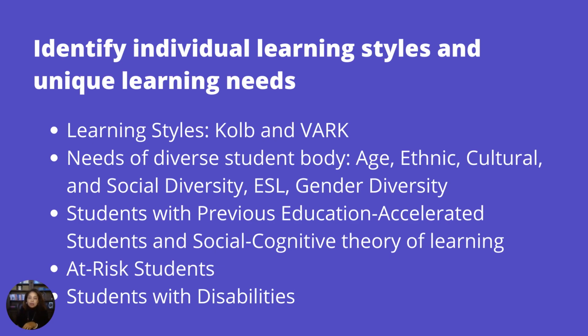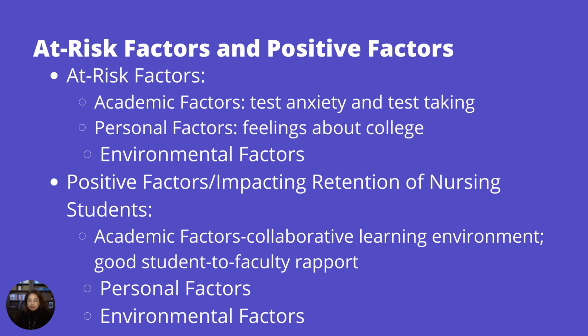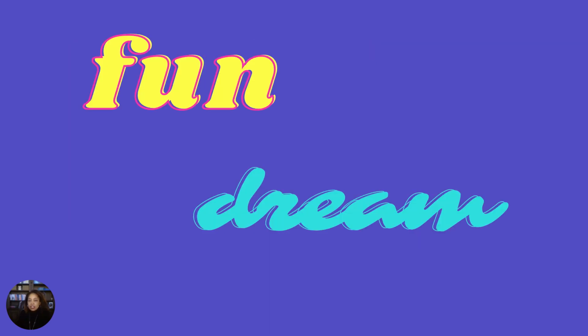Take a look at what the review book says about at-risk students and students with disabilities. At-risk factors may be academic, personal, or environmental. Positive factors that really support student progression and retention in the program also are included in these categories.